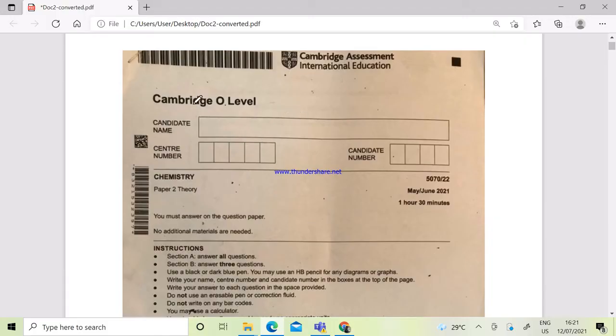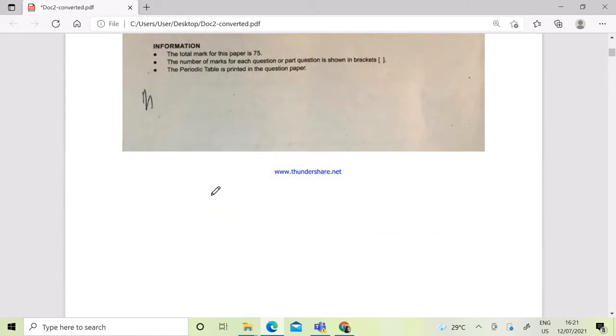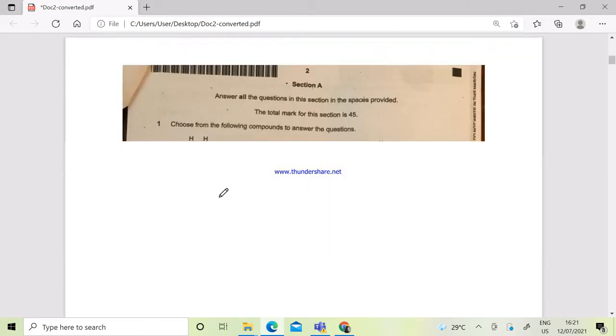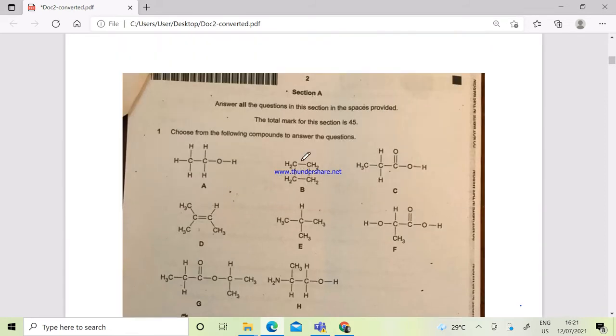Today I am going to discuss the 2021 5/7/22 Cambridge O-Level paper. Let's go to question number 1. Question number 1 in section A, as you can see, it's all about the basic organic compounds.